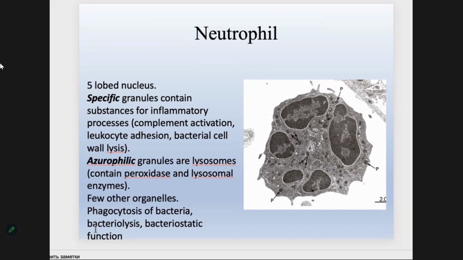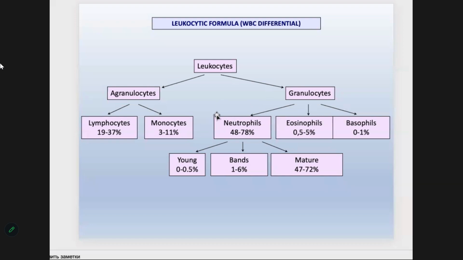Phagocytosis of bacteria and antibacterial functions are the main functions of neutrophils: bacteriolysis, bacteriostatic function, and phagocytosis of bacteria. These are the substances inside the specific granules of neutrophils. If we see bacterial inflammation in the organism of our patient, we can see an increase of the percentage of neutrophils in the leukocyte formula.